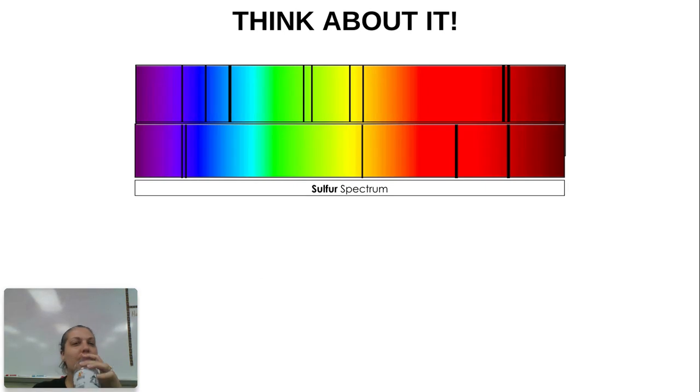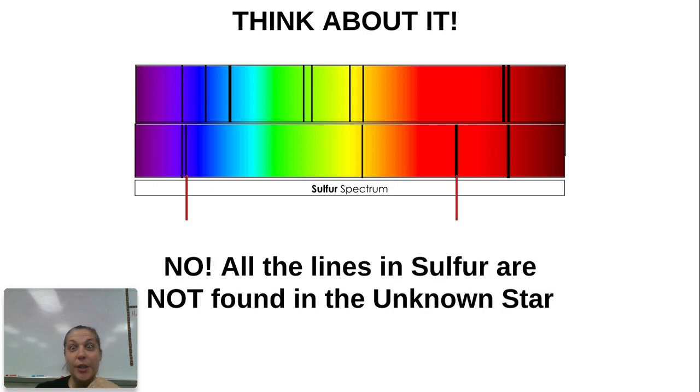What about sulfur? Is sulfur part of the mixture? No. We can see that the second line in sulfur is not up here in the mixture. So as soon as you find one line that's not part of the mixture, you're done. You don't have to look at anything else. It's also very clear that this line is not in the mixture, so it cannot be part of the star.